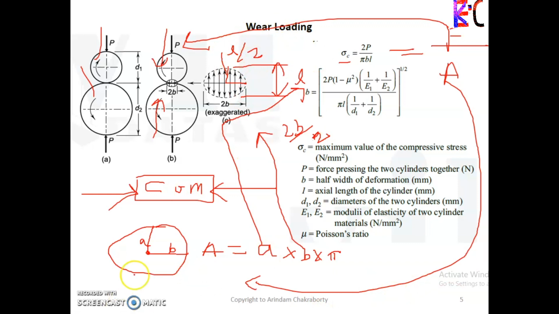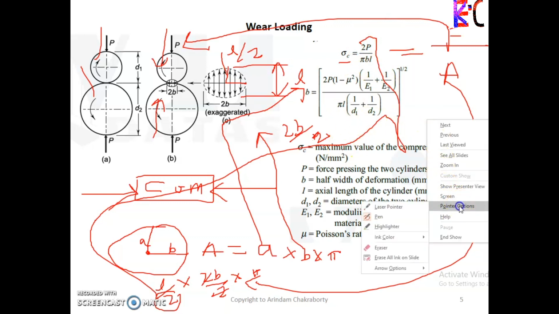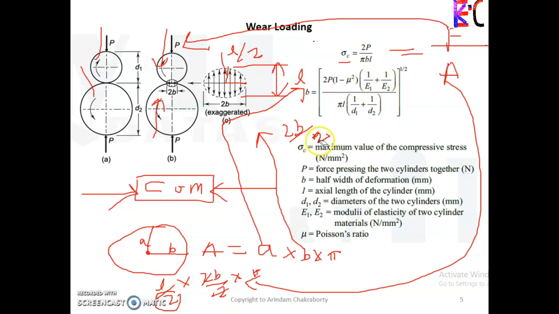Now substituting these things, this will be L by 2 into 2b by 2 into pi. So this 2 and this 2 get cancelled, and this 2 goes to the numerator as shown over here. From this, what I came to know is that the area is 2 pi bL by 2, so the 2 goes to the numerator.